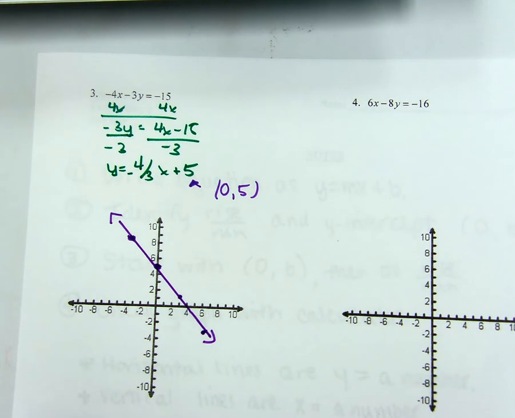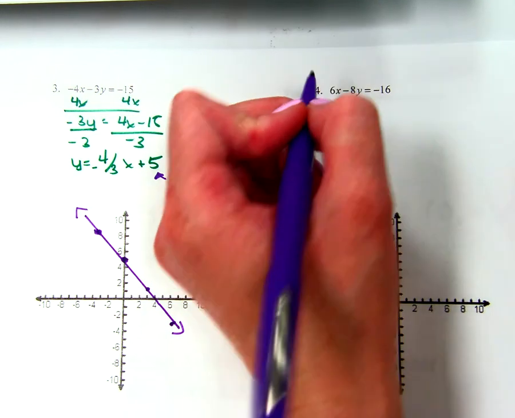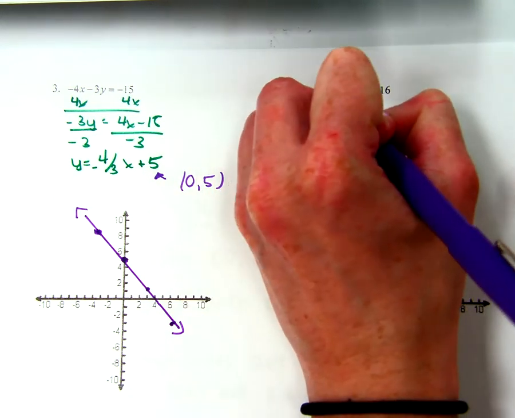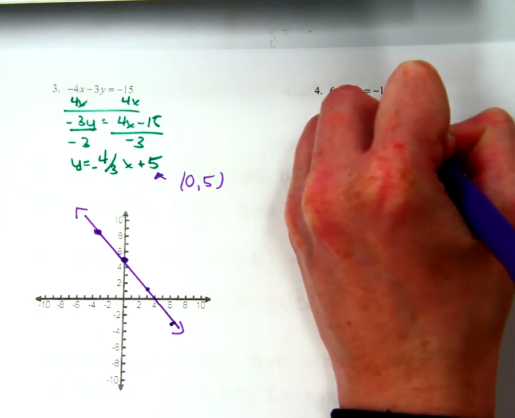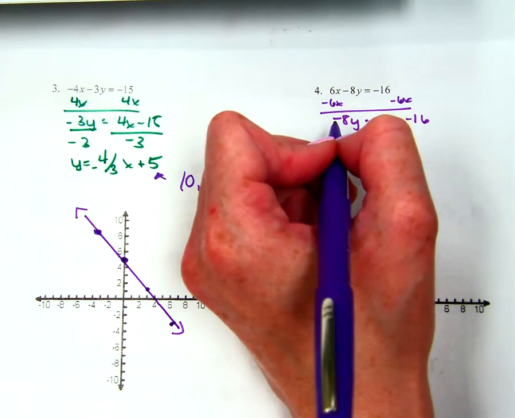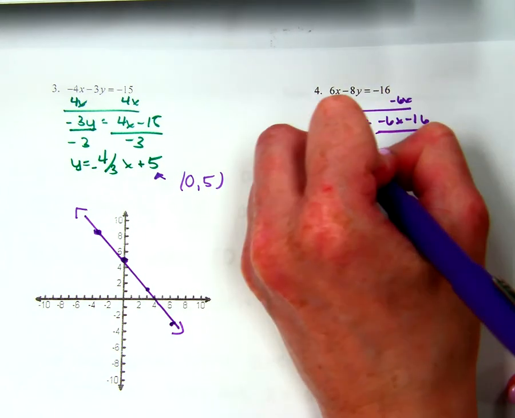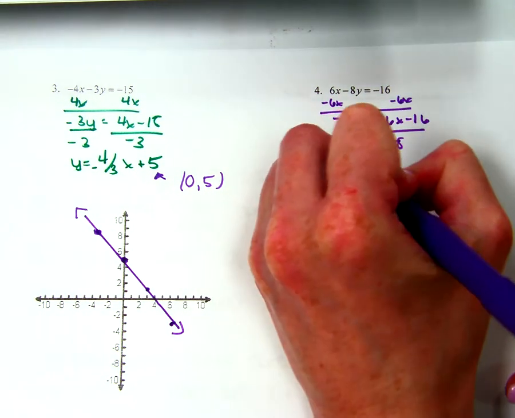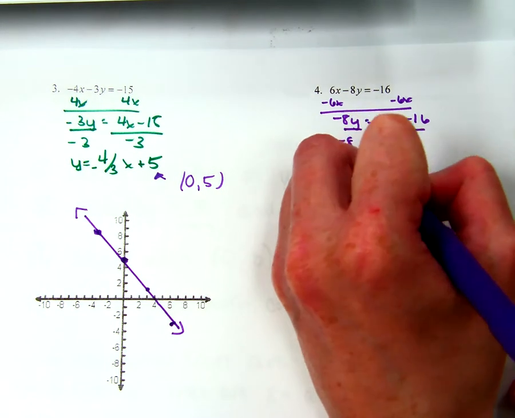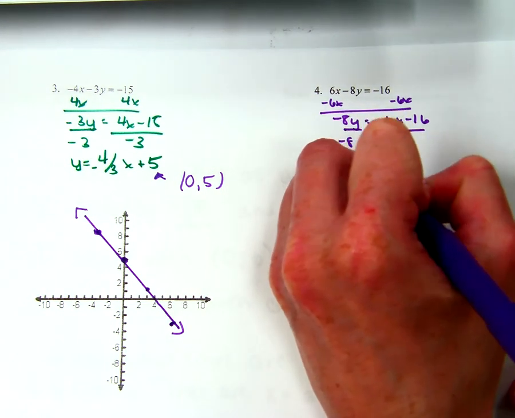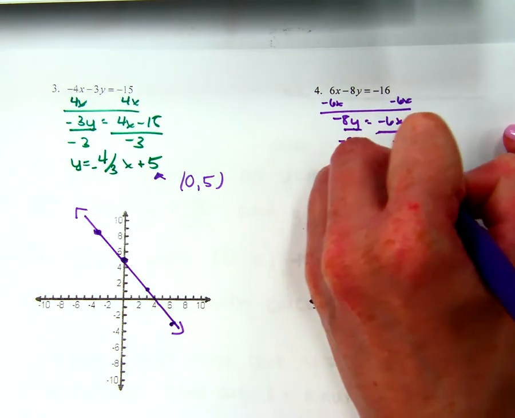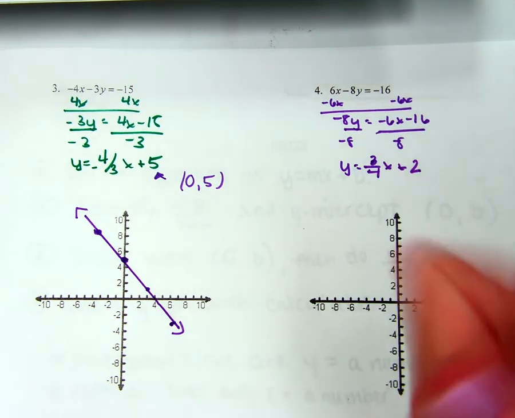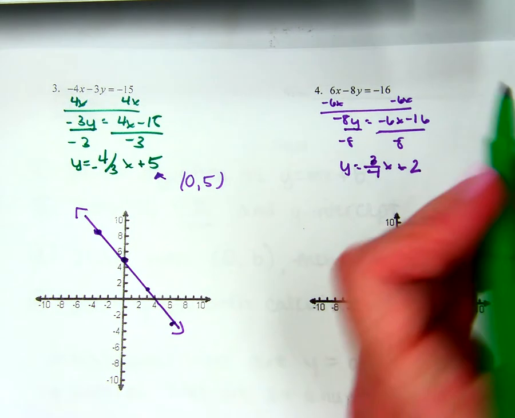For number 4, same thing again, we need to get it into y equals mx plus b form. I'm going to subtract 6x from both sides. I have negative 8y equals negative 6x minus 16. Divide both sides by negative 8. So I have y equals (3/4)x plus 2. I'm going to look for my y-intercept first. That's going to be (0, 2).